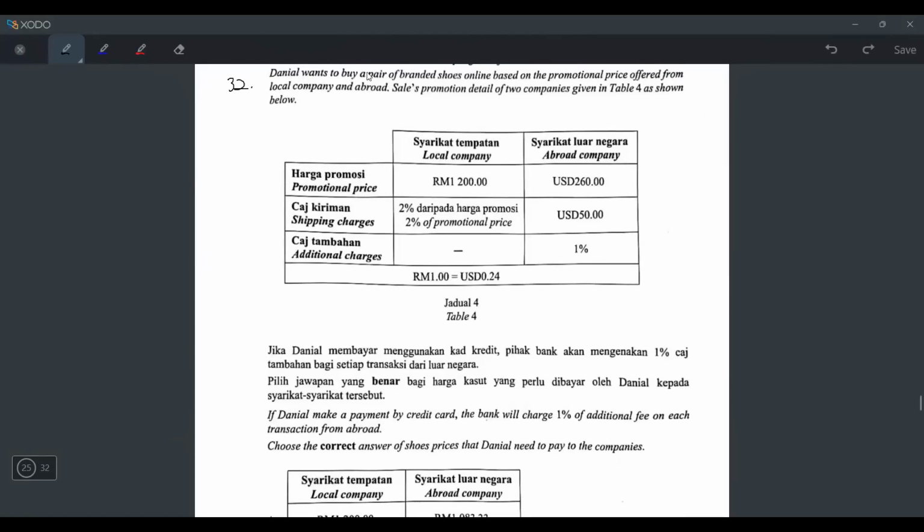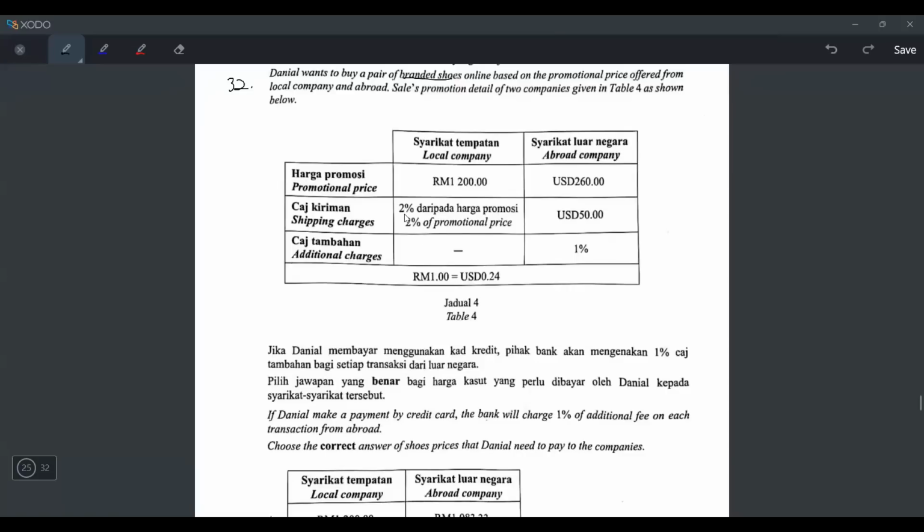Okay, 32. Daniel wants to buy a pair of branded shoes online. So he wants to buy a shoe online based on the promotional price offer from a local company and abroad. Sales promotion details of two companies are given in Table 4 as shown below. So if he buys from a local company, the promotional price is 1,200. But what is this? Shipping charges 2%.